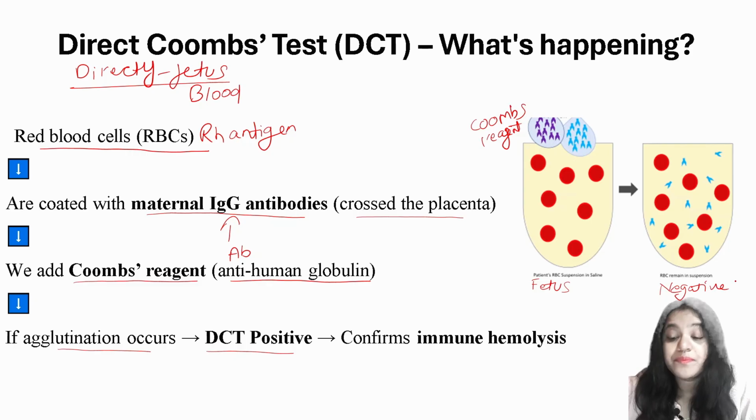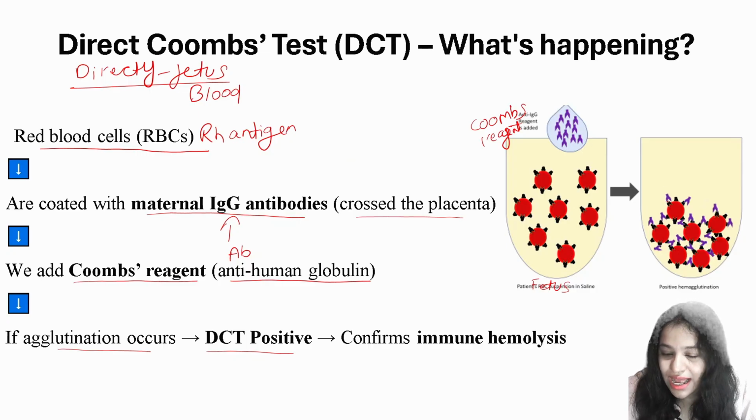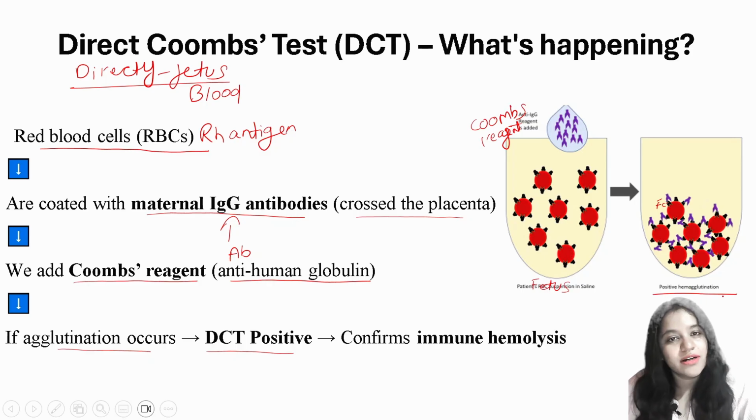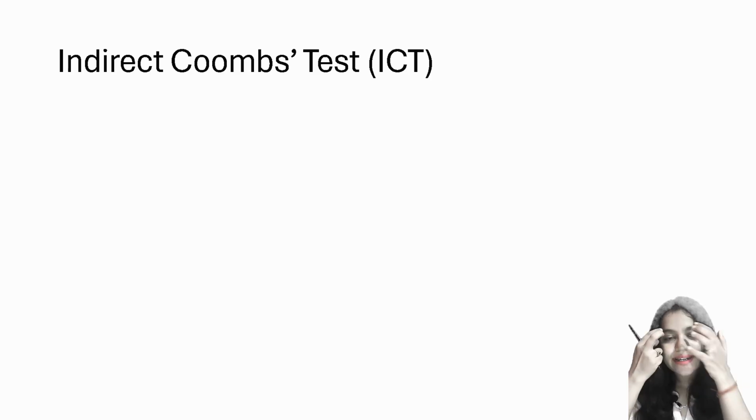Okay. But what happens when the fetus's blood is coated with the maternal IgG antibodies? After combining it with Coombs reagent, the anti-human globulin binds to the Fc portion of the maternal IgG antibody, giving a positive hemagglutination. This was direct Coombs test. Clear? Let's move to indirect Coombs test.